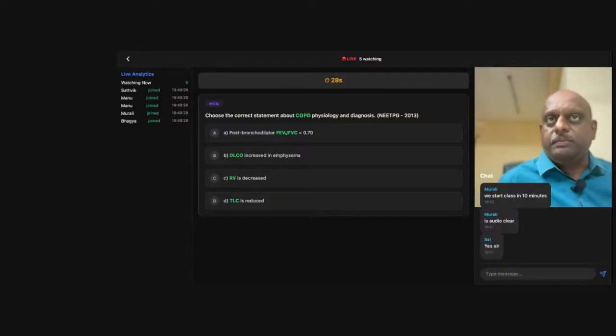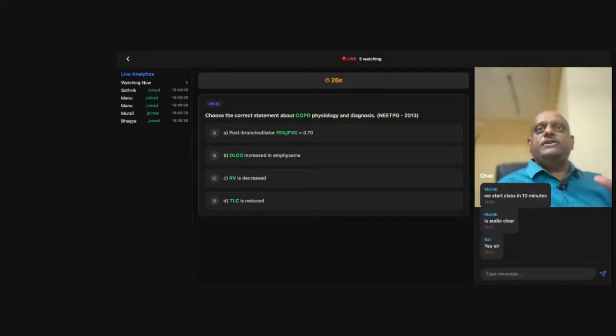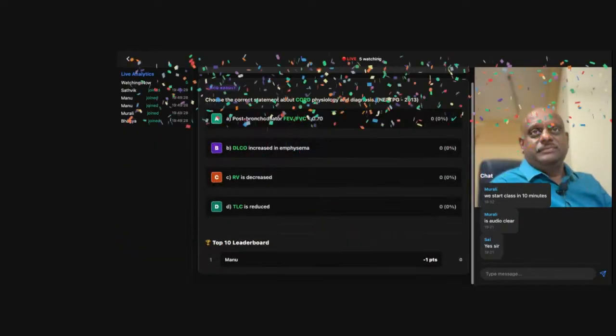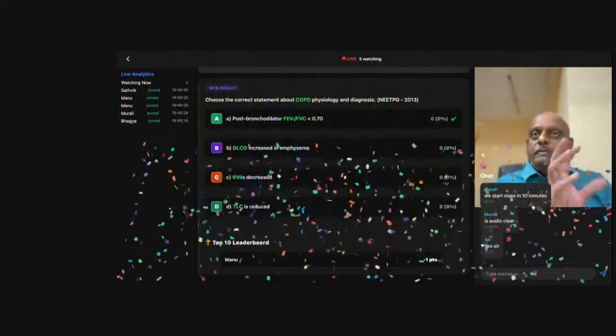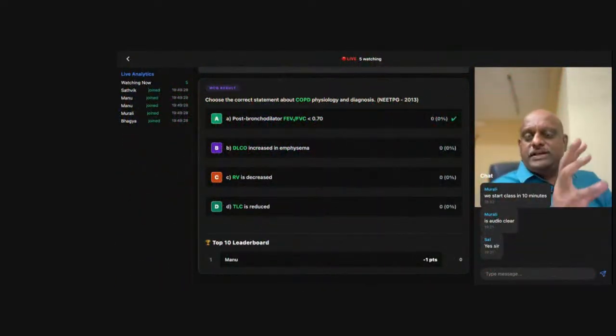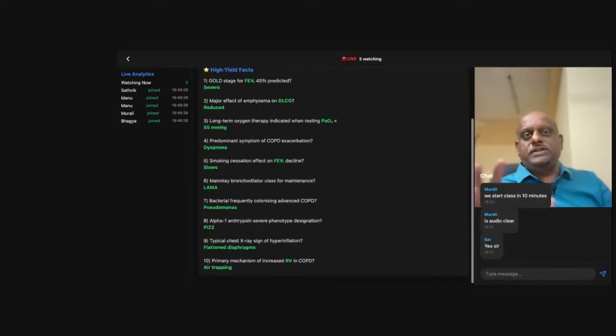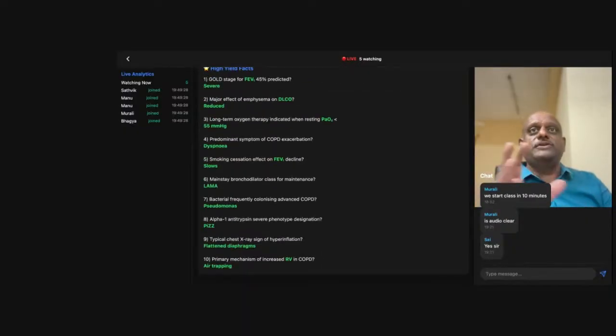Now, what is the correct statement about COPD physiology? How do you diagnose COPD? So we need to know, after giving bronchodilator, when the FEV1 by FVC ratio is less than 0.7, then that is an indication of COPD physiology, obstructive physiology, rather than a restrictive physiology.